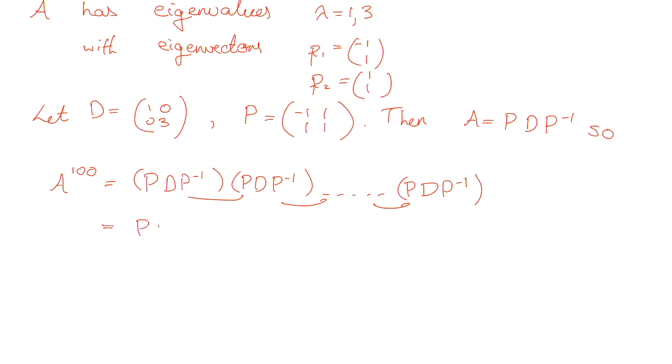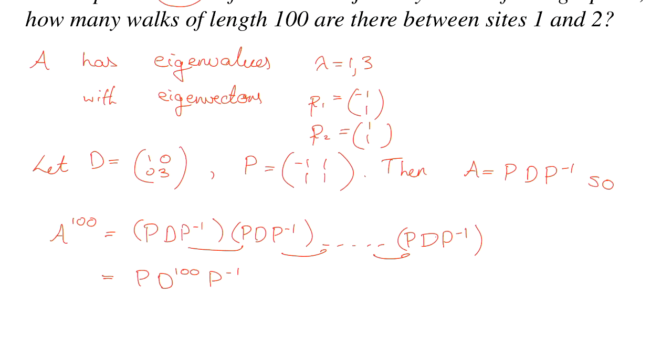So all these internal P's disappear. And what do you get? You get P. Now the D's don't disappear. How many D's have I got? I've still got 100 D's because I started off with 100 A's. This is P times D to the 100, P inverse. Now you can turn that hand-wavy argument about people eating each other into an inductive proof, and you should do that on the problem set. So this is a very general result: if A is diagonalizable, A to the k is P D to the k P inverse. It's quite easy to prove by induction, and that's all that we're using here.